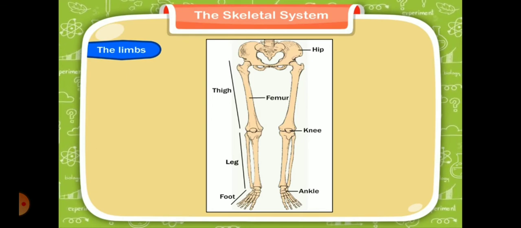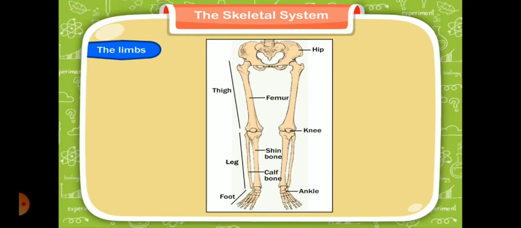The leg is the region from the knee to the ankle. It consists of two long bones called the shin bone and the calf bone. Shin bone is longer than the calf bone. These bones are connected to the femur to form the knee joint.